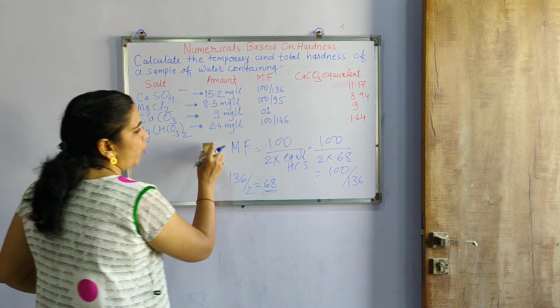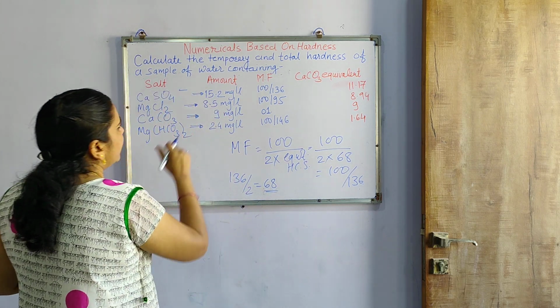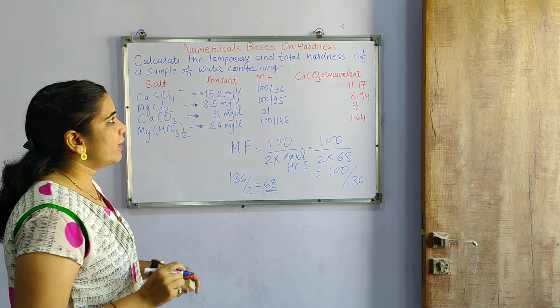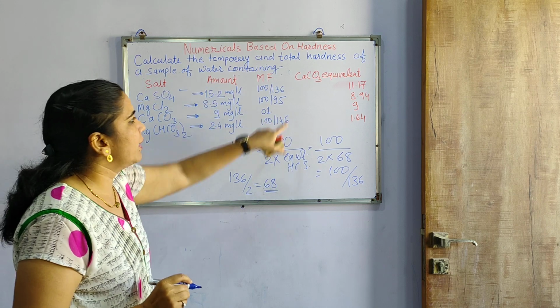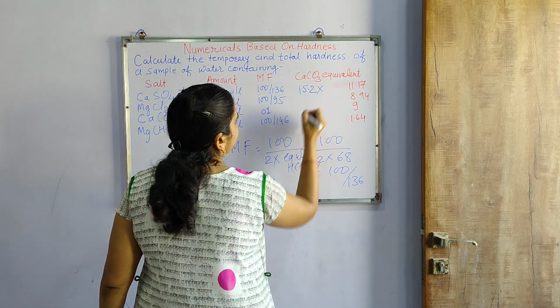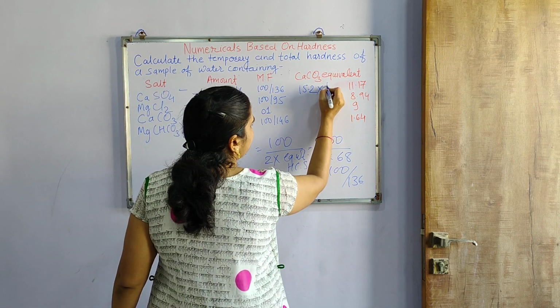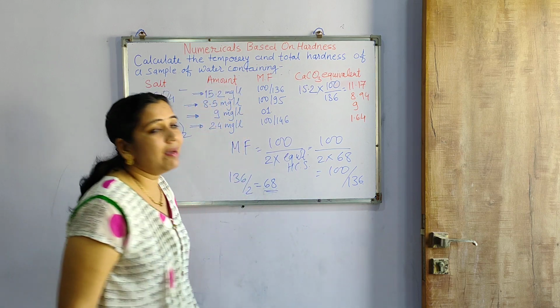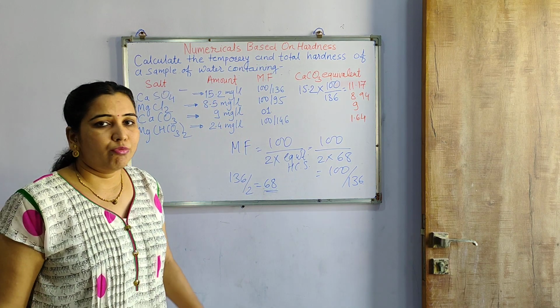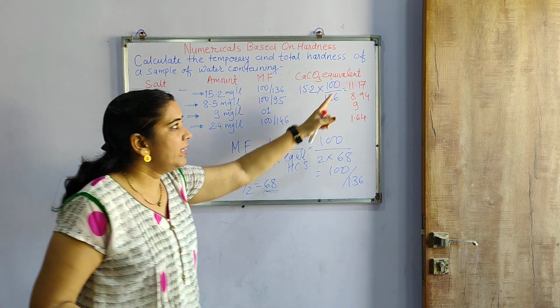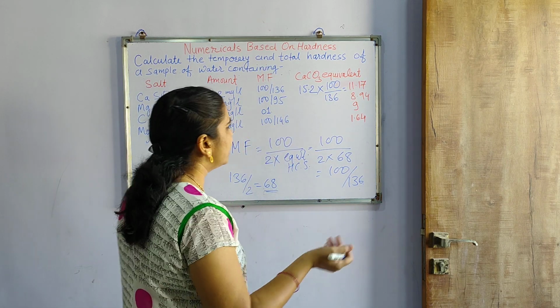Okay. Now what we have to calculate here is the CaCO3 equivalent. So what is CaCO3 equivalent? Amount into multiplication factor. So the amount, which is 15.2 as given in our problem, into the multiplication factor, that is 100 upon 136. So it is 11.17. For our ease of calculations, I have already written the answers for this particular amount.